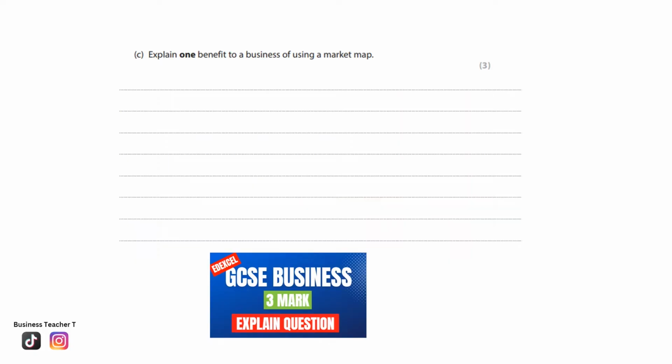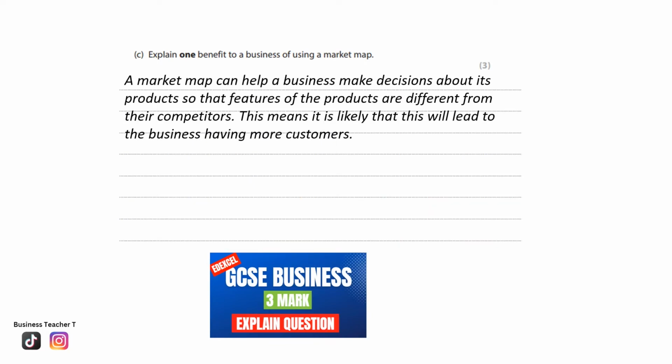Explain one benefit to a business of using a market map. You can pause the video now if you'd like to attempt this question. A market map can help a business make decisions about its products, so that features of the products are different from their competitors. This means it is likely that this will lead to the business having more customers. 3 marks.